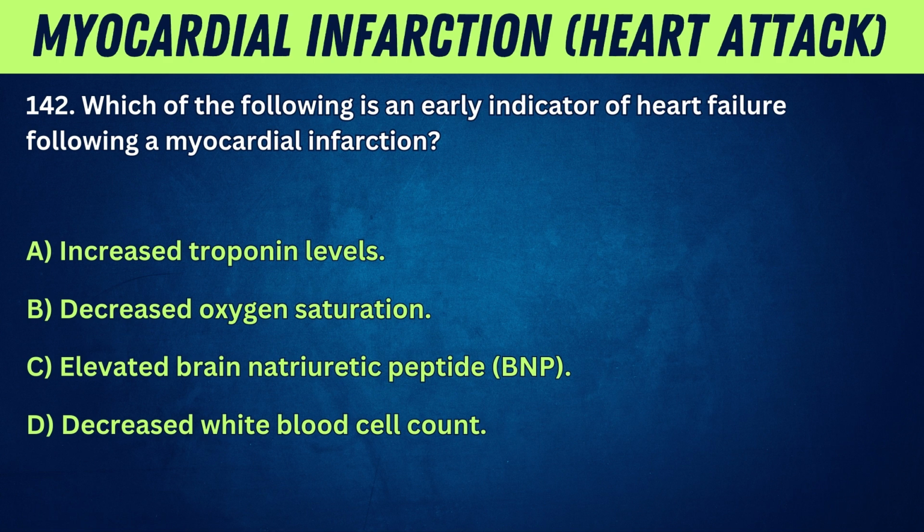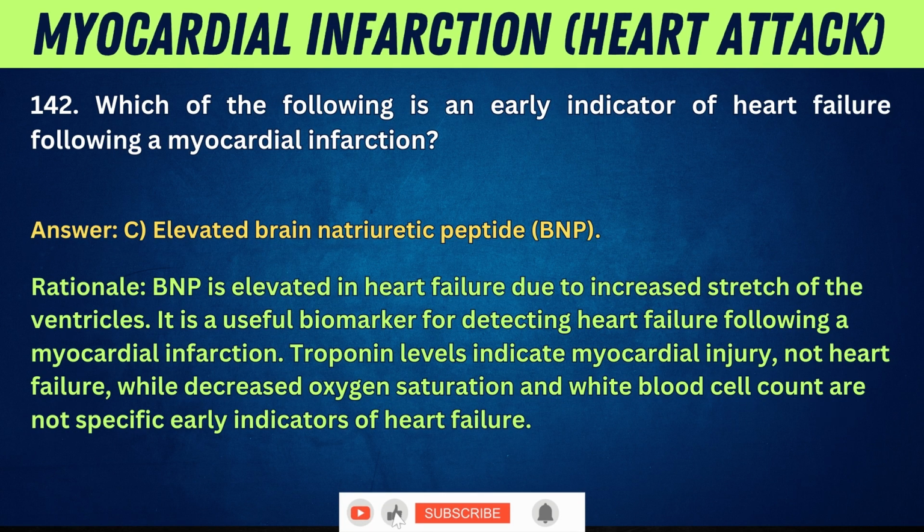142. Which of the following is an early indicator of heart failure following a myocardial infarction? A. Increased troponin levels. B. Decreased oxygen saturation. C. Elevated brain natriuretic peptide, BNP. D. Decreased white blood cell count. Answer: C. Elevated brain natriuretic peptide, BNP. Rationale: BNP is elevated in heart failure due to increased stretch of the ventricles. It is a useful biomarker for detecting heart failure following a myocardial infarction.